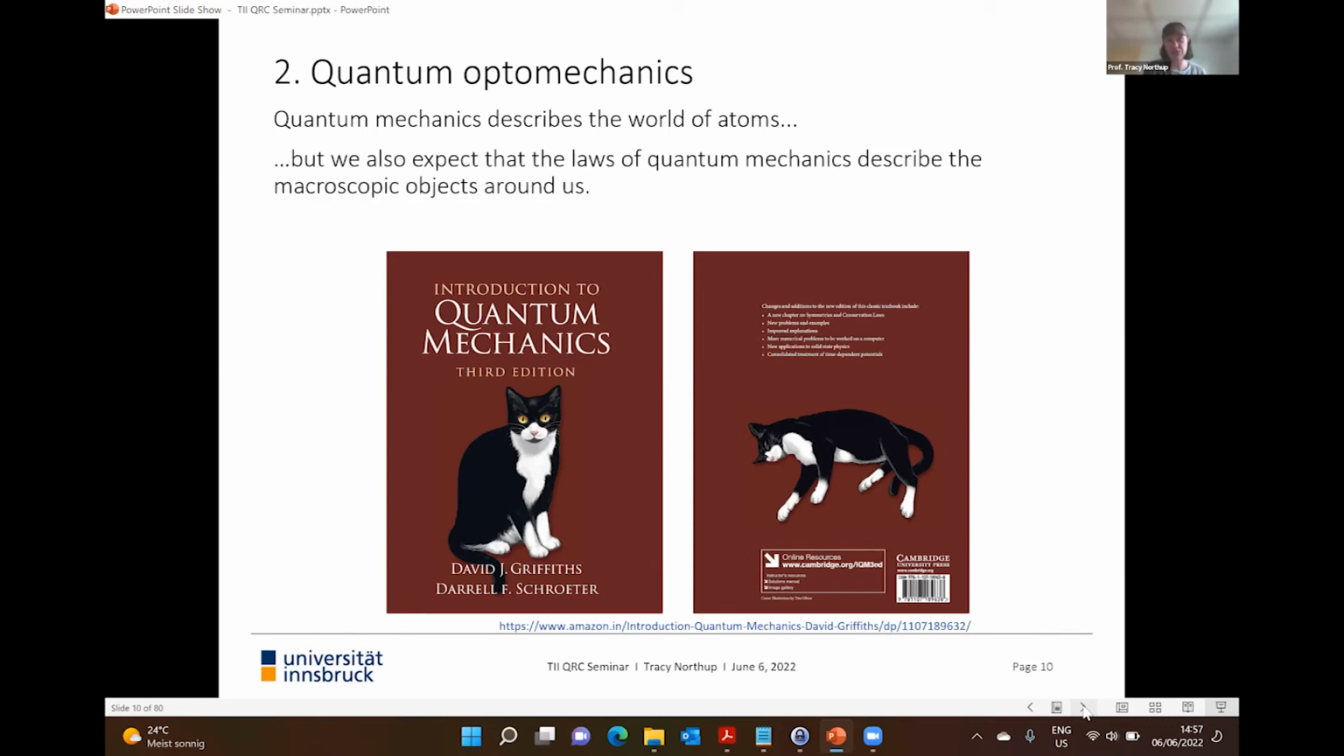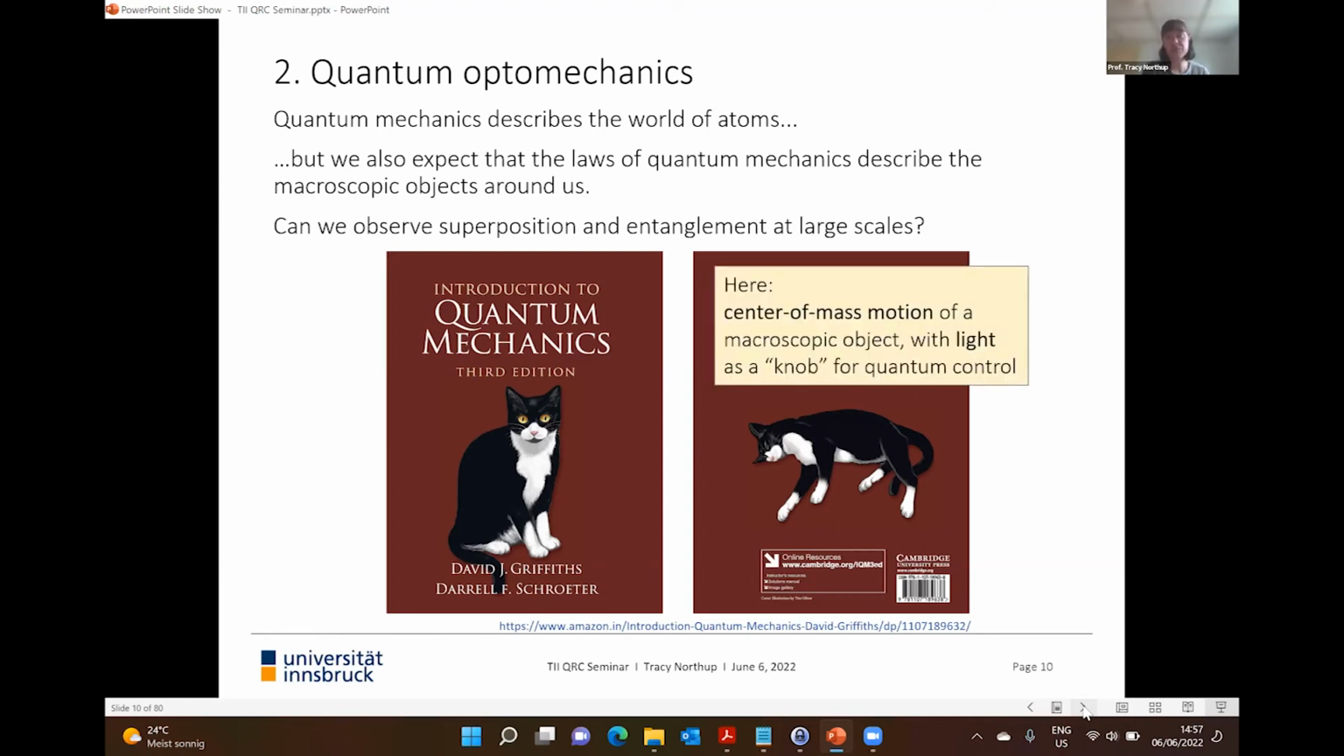And so we certainly expect that the laws of quantum mechanics describe the macroscopic objects around us, but our experimental experience is with worlds of atoms and photons. And so can we observe the kind of superposition and entanglement that we've now been able to generate at small scales with atoms and ions and photons? Can we observe that now at large scales?